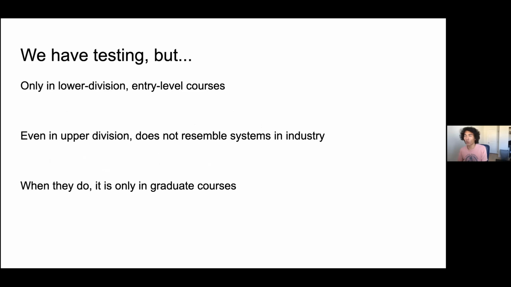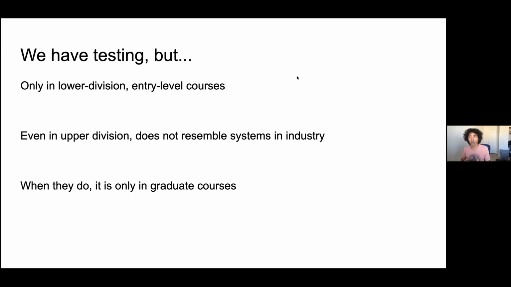It's not like we don't have testing in the undergraduate curriculum, but it tends to be relegated to the lower division and entry level courses.